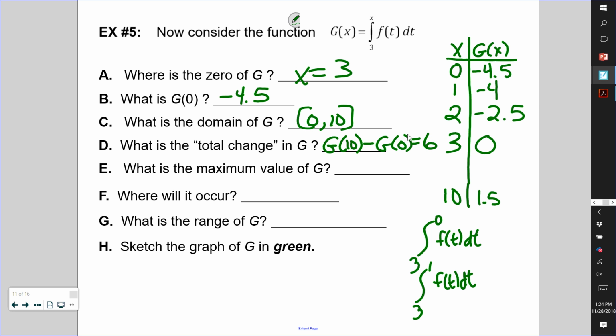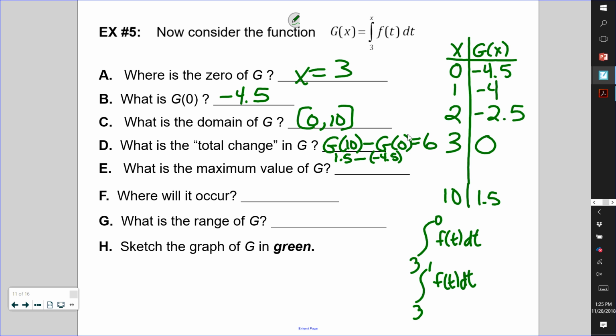G of 10 is integrating just from 3 to 10, which is 1.5, okay? So I'm going to take 1.5, G of 10 is 1.5, minus negative 4.5, right? G of 0 was negative 4.5, that makes 6. Because G of 10 is just 3 to 10. I didn't need that other part that was shaded.